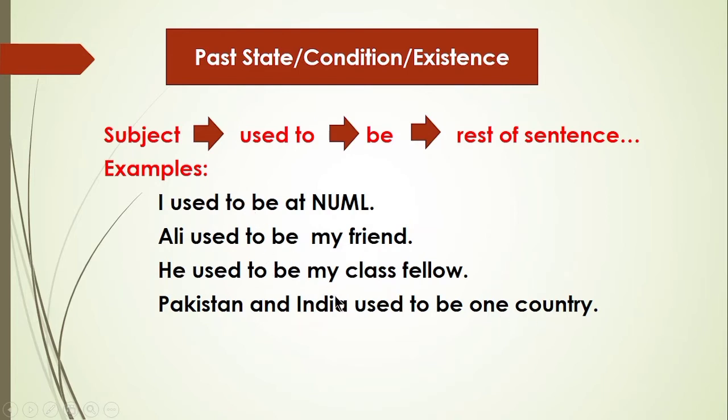Now in these examples, I cannot use would. I have to use used to with be. Okay, so when we talk about past state or condition, we only use used to.